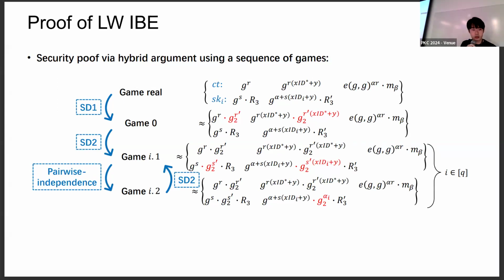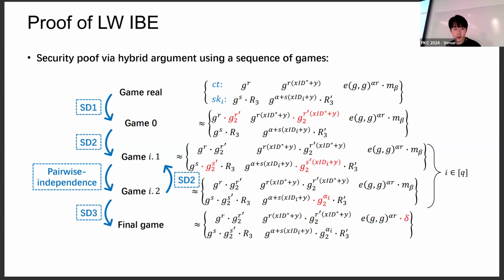There are two secret keys, so we need to introduce entropy to each secret key. So we need two games. For a secret key, we copy the terms in group GP1 to group GP2 by the SD2 assumption. And then we introduce the entropy to the secret key by pairwise independence, which is an information theoretical argument. In the last game, we can replace the message with a random message.